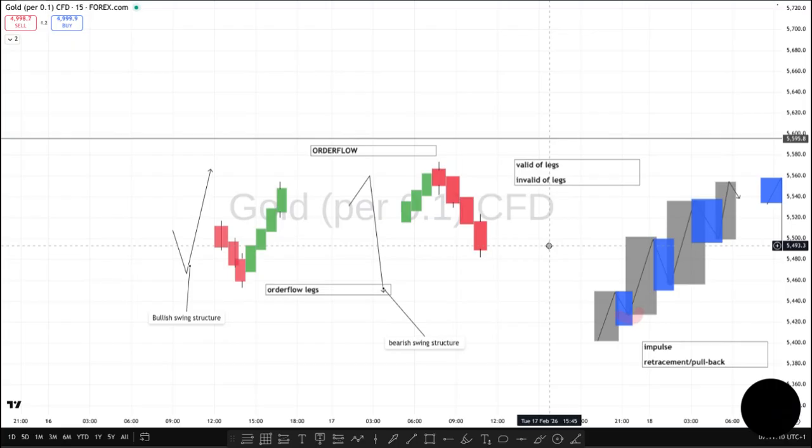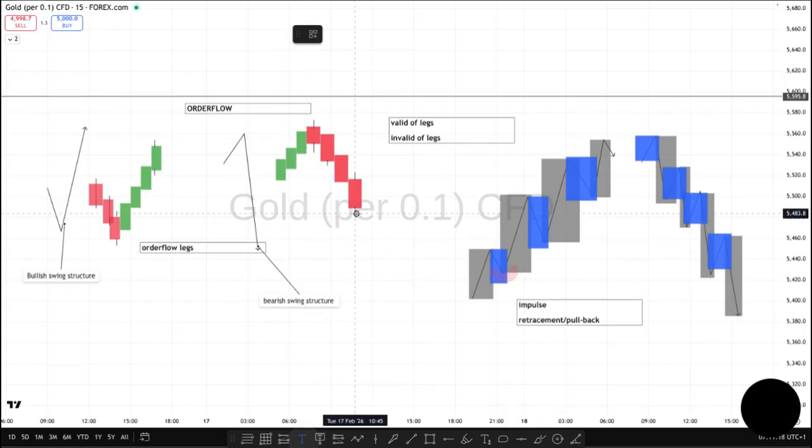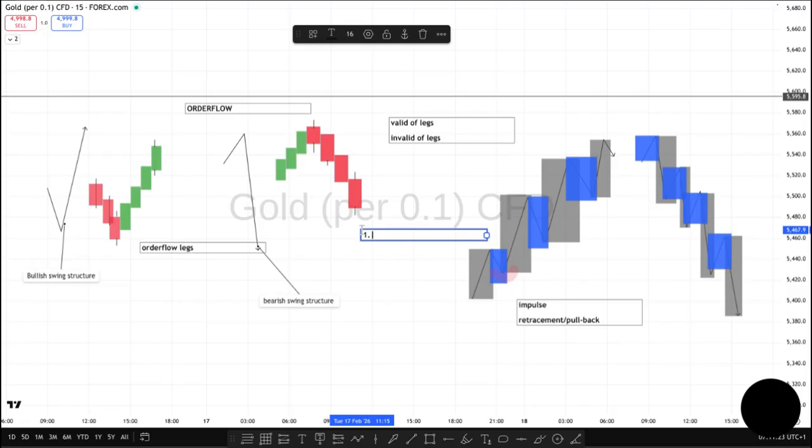Now, what is a valid order flow leg? A valid order flow leg is an order flow leg that is made up of three things. Now, what are these three things? Every valid order flow leg is made up of three things, and one of these things is the most important and actually what determines if it's valid or not. Now, the first thing that every order flow leg, or every swing structure, is made up of is a swing point. Now, this swing point can be a swing high or swing low.